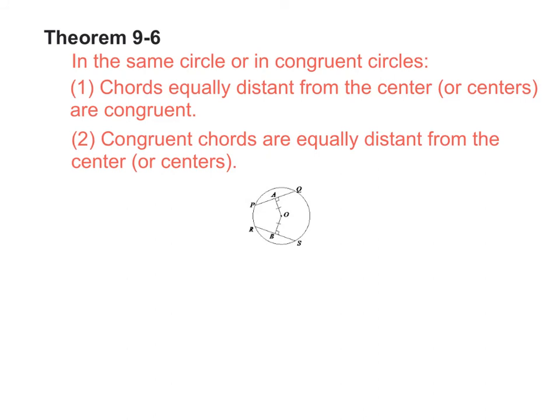Again, I'd like to use a diagram to illustrate this theorem. Let's look at the first part. If I've got two chords that are equally distant from the center, so in other words, if you look at the picture, AO is equal to BO. If that is true, then those two chords, PQ and RS, are congruent. The second part states, if I've got two congruent chords, PQ and RS, they are going to be equally distant from the center. In other words, if they're congruent, then AO is going to equal BO.